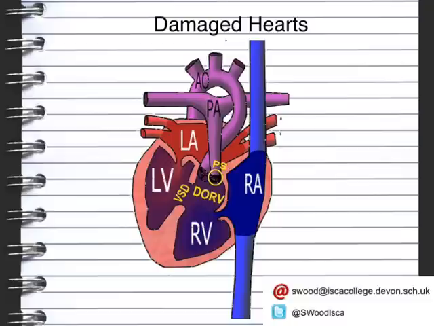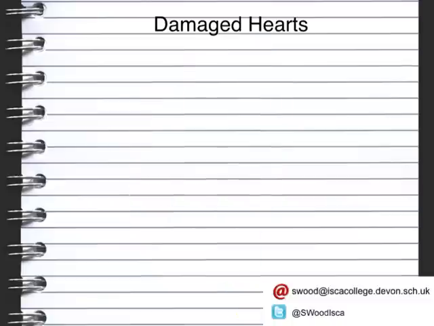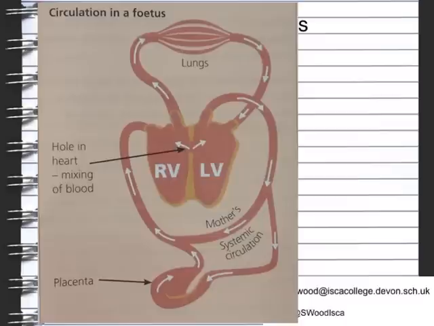Now, what normally happens is the mother's blood, which passes into the fetus, like so, causes the blood to mix within the development of the fetus. So you've got the mother's blood coming in, and then it can go through the hole in the heart and travel round to the rest of the body as well.